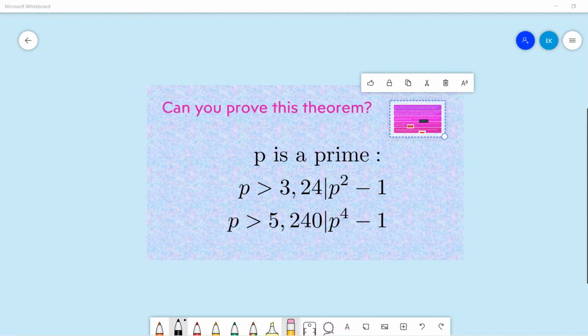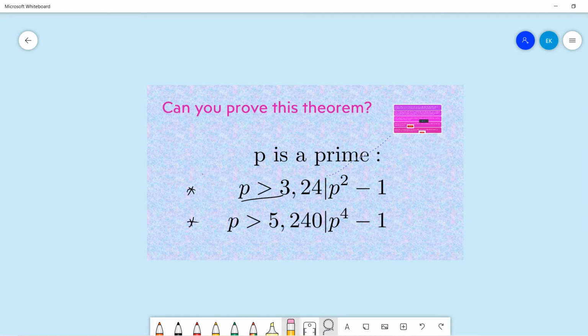So there are two questions that you might face in college number theory. The theorem says that if P is a prime, we need to prove two things. The first is that if P is greater than 3, then 24 divides P squared minus 1, or basically P squared minus 1 is divisible by 24. And if P is greater than 5, then 240 divides P to the 4 minus 1, or basically P to the 4 minus 1 is divisible by 240.